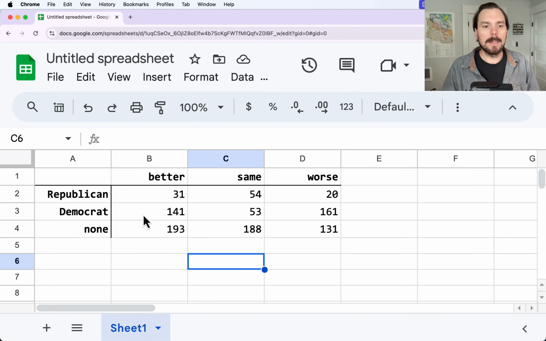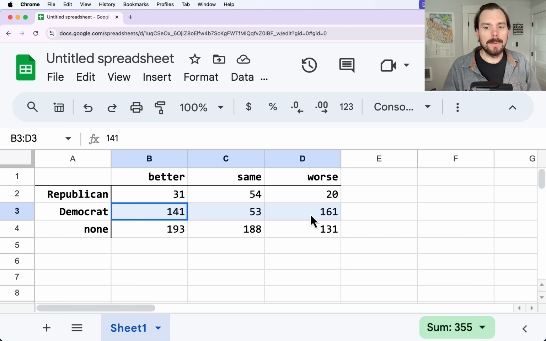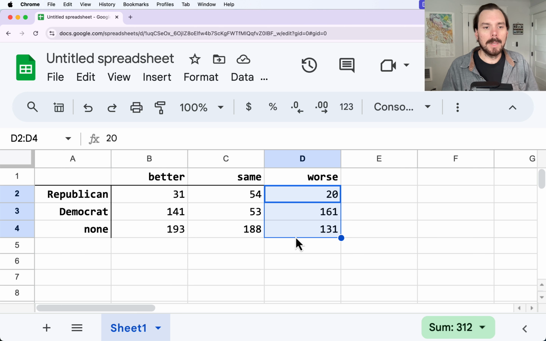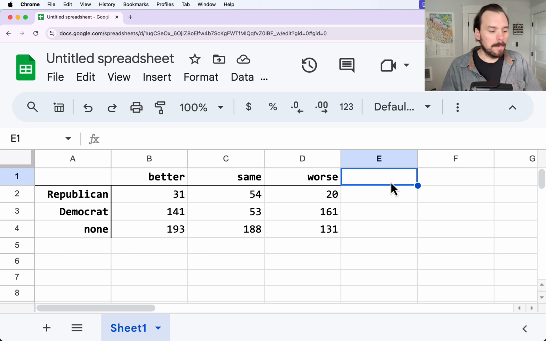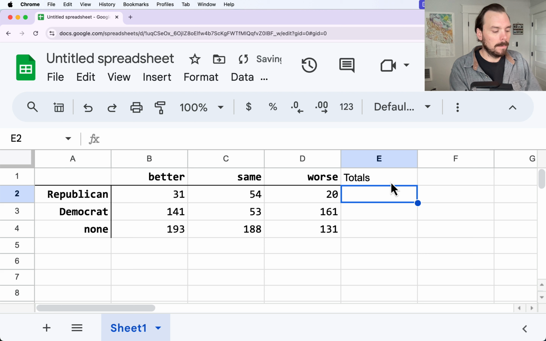Now Google Sheets has a feature where you can highlight groups of cells and get the sum, and that will help us answer a lot of questions pretty quickly without needing to even type anything. For example, to find the number of Republicans, just highlighting these three, some Republicans thought the economy was getting better, some thought it was the same, and some thought it was getting worse. That totals 105. So we can put our totals on the right.